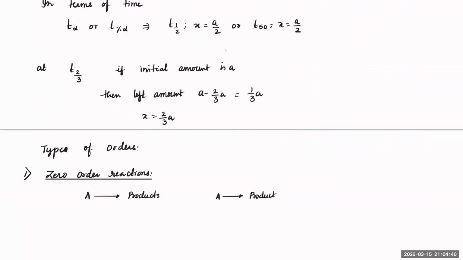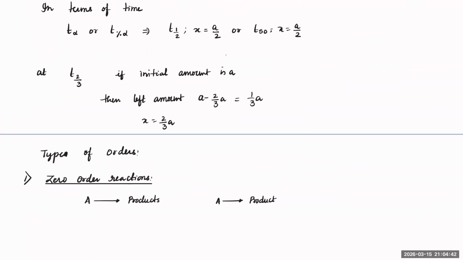Now, same thing I have written here. So T half, if you have T alpha, how do we write that? 2 by 3 means how much is left over? This is the A value. This is the leftover value.